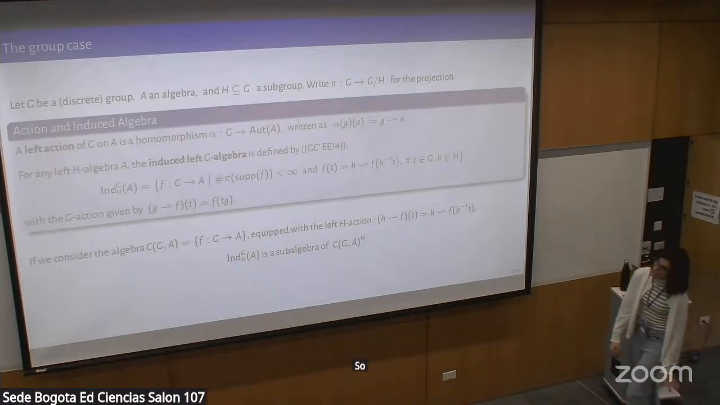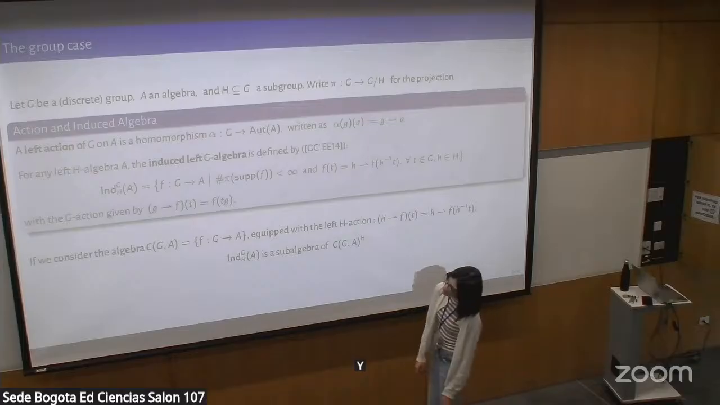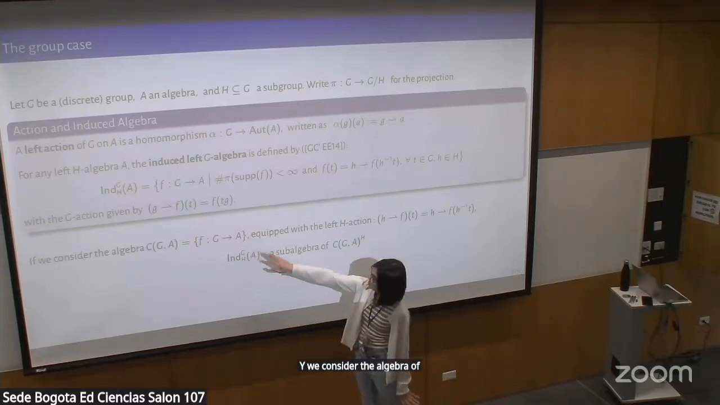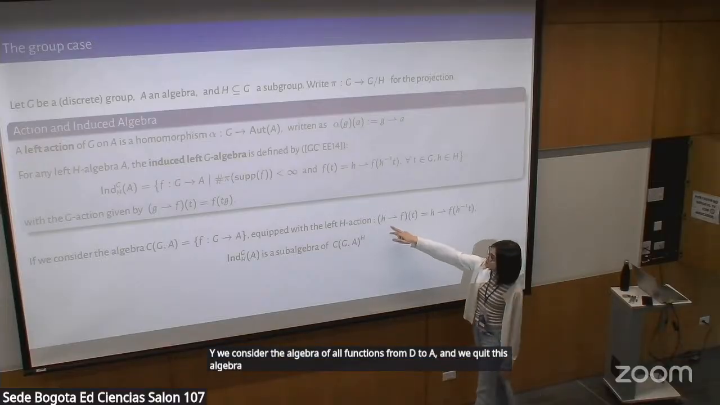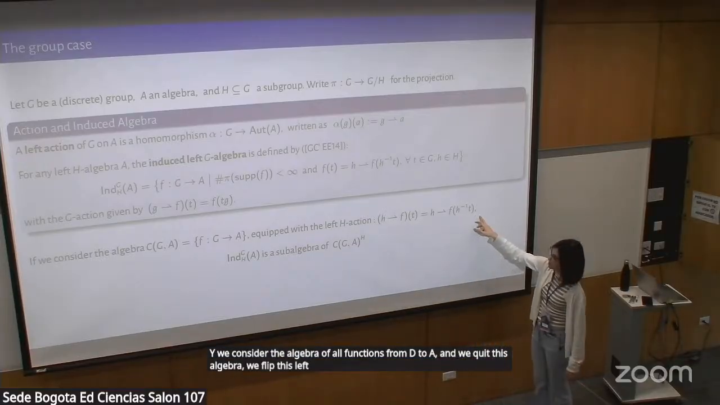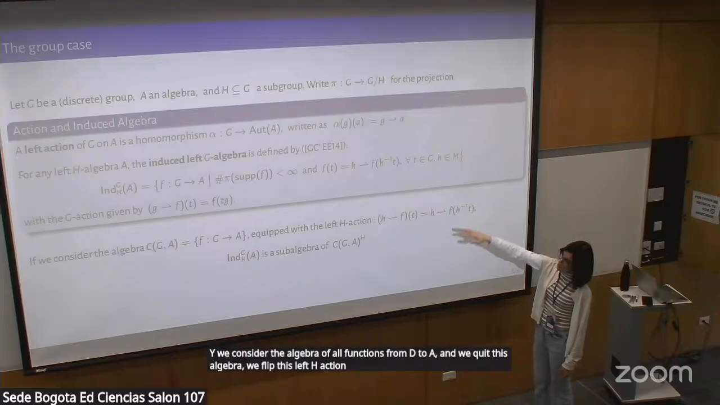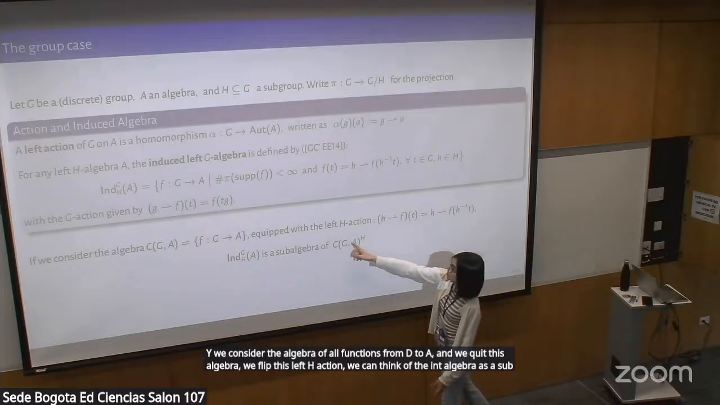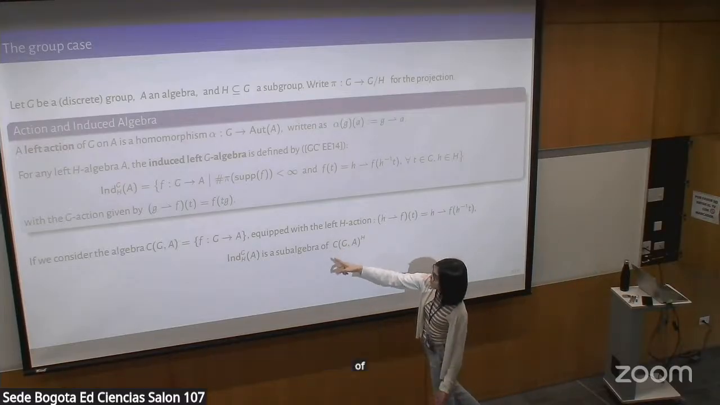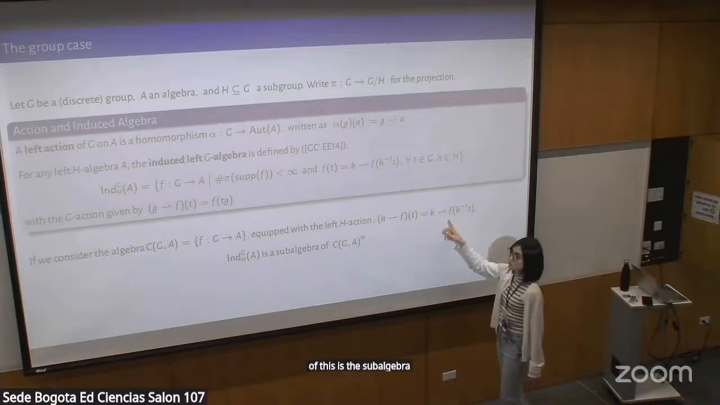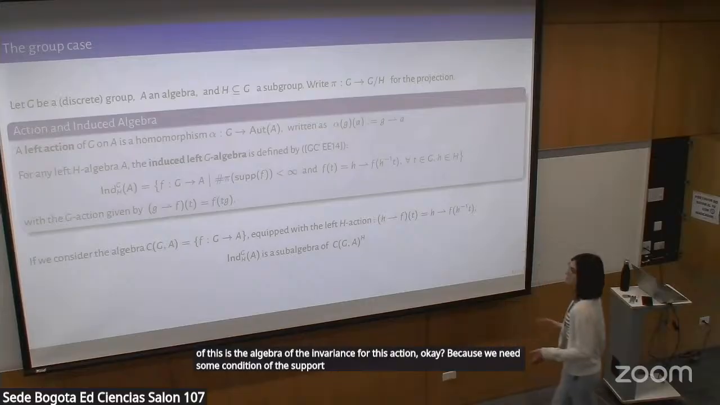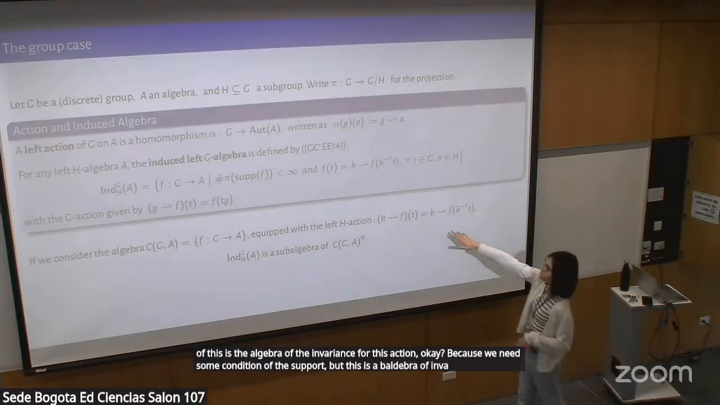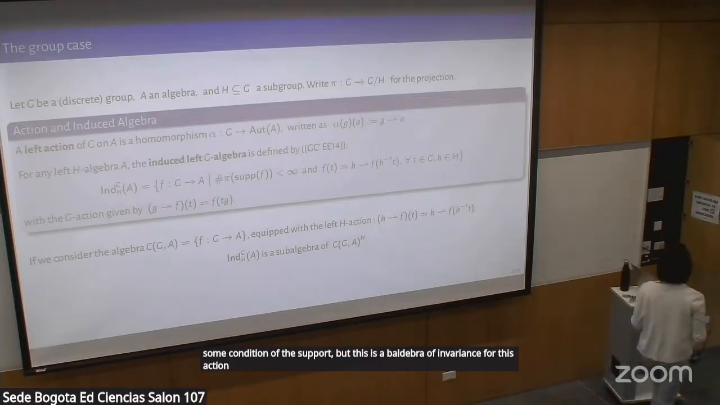So if we consider the algebra of all functions from G to A, and we equip this algebra with this left H action, we can think of the induced algebra as a subalgebra of this. It's a subalgebra of the invariants for this action, okay? Because we need some condition on the support, but this is a subalgebra of invariants for this action. That is the induced algebra.